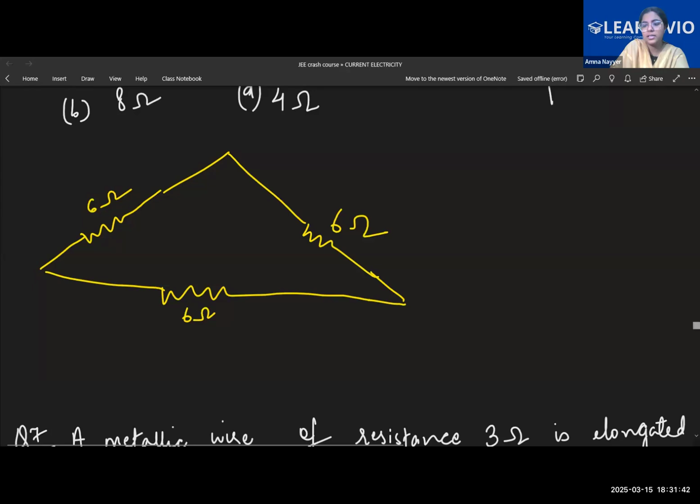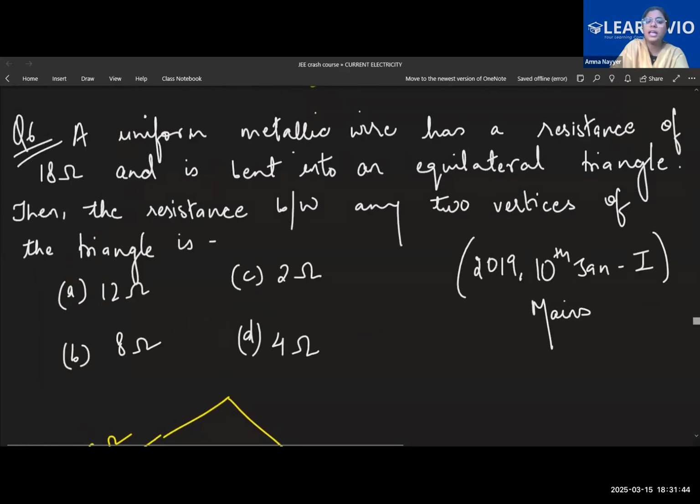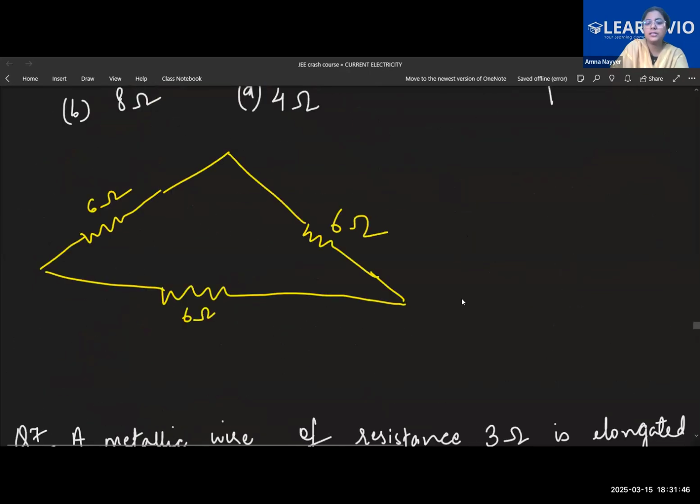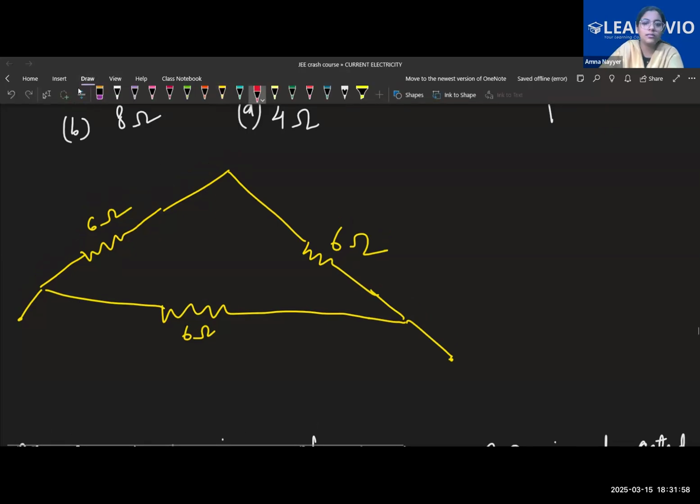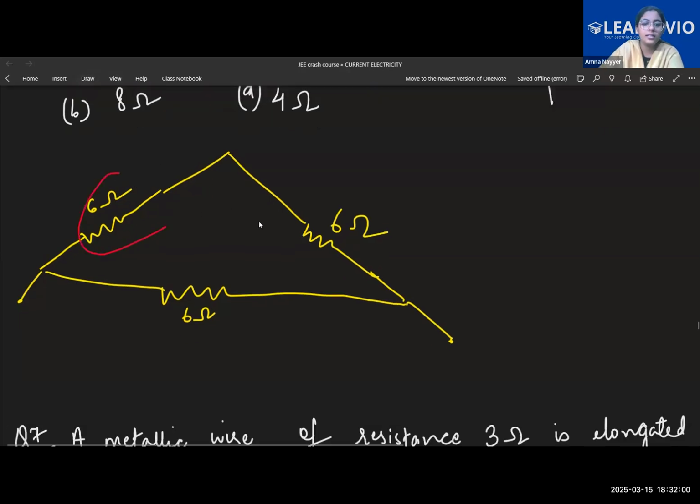Now this is saying that between any two, means let's say this one and let's say this one. So whenever it says between any two, means you have to insert a battery, right? So look, how will we solve this? These two are connected in series, right? And again connected with parallel. So this is 12, this is 6.